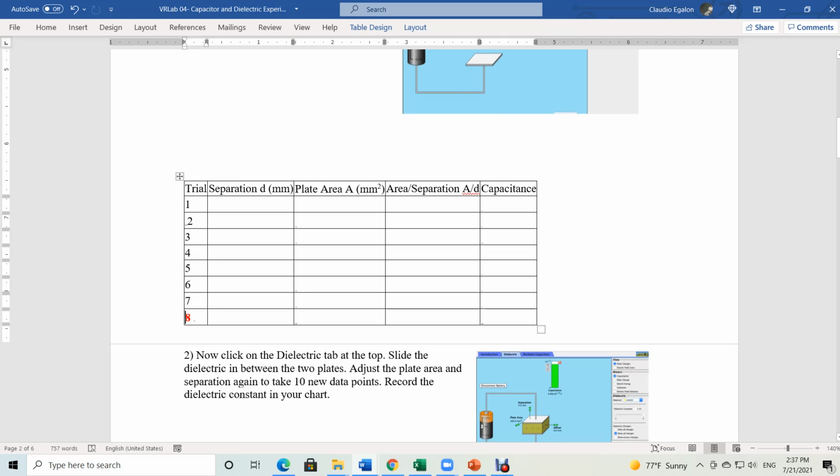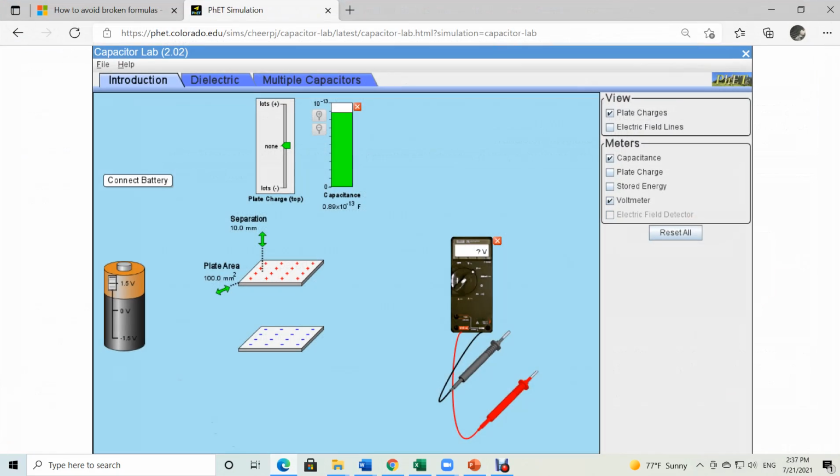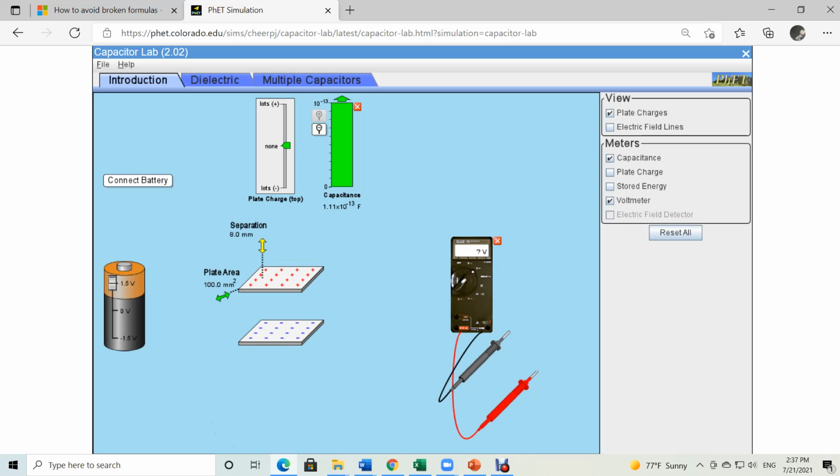Okay, so let's see what distances are available. Let's see if we can go any further. No, it looks like 10 millimeters is the largest one. You have to click on the arrow. Okay, 10 millimeters is the largest. How close can we go? Let's see how close we can go. Yeah, that's the closest we can go. From 5 to 10.